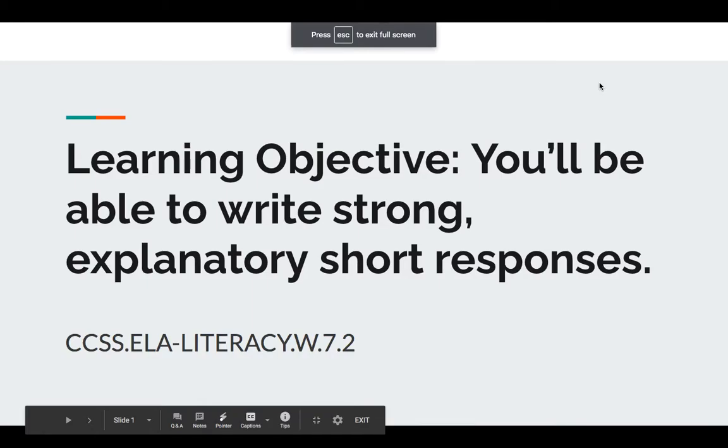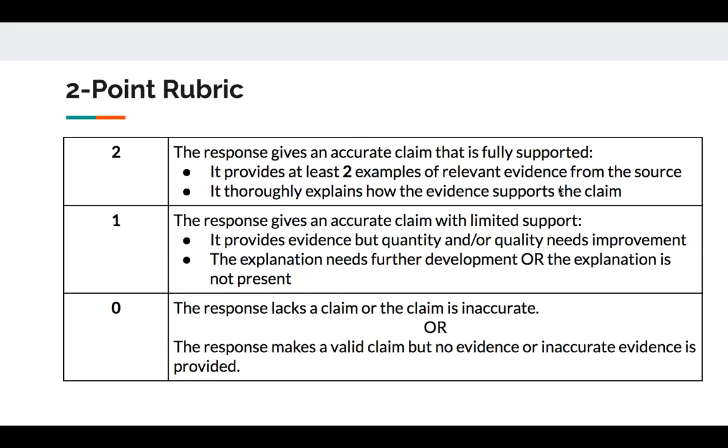So, the learning objective for today's lesson is to be able to write strong explanatory short responses. This is the 2-point rubric that I use to score your short responses. To get a perfect score, 2 out of 2, your response needs to give an accurate claim that answers the question and is fully supported. The response should also provide at least 2 examples of relevant evidence or quotations from the text, and it should thoroughly explain how the evidence supports that claim or answer that you have provided to the question.